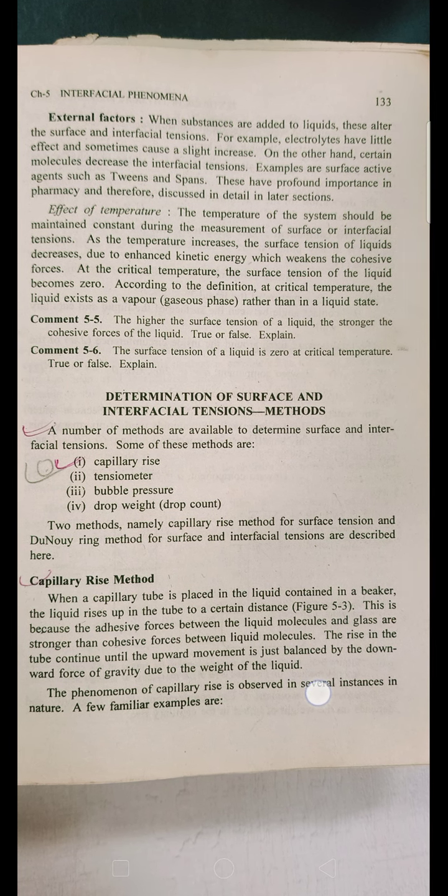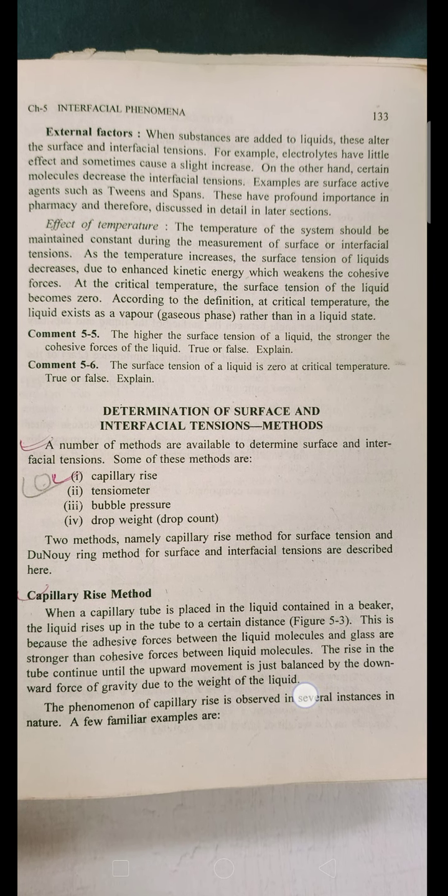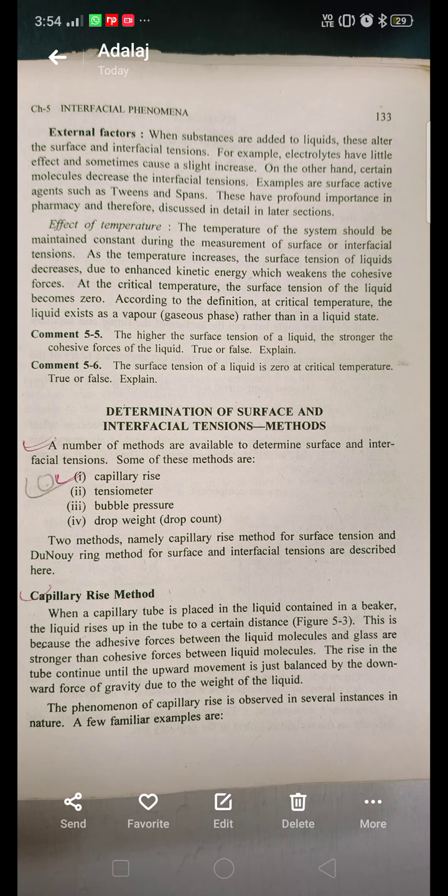Okay, clear? So from the next lecture we will see the methods for measurement of surface tension and interfacial tension. Okay, bye.